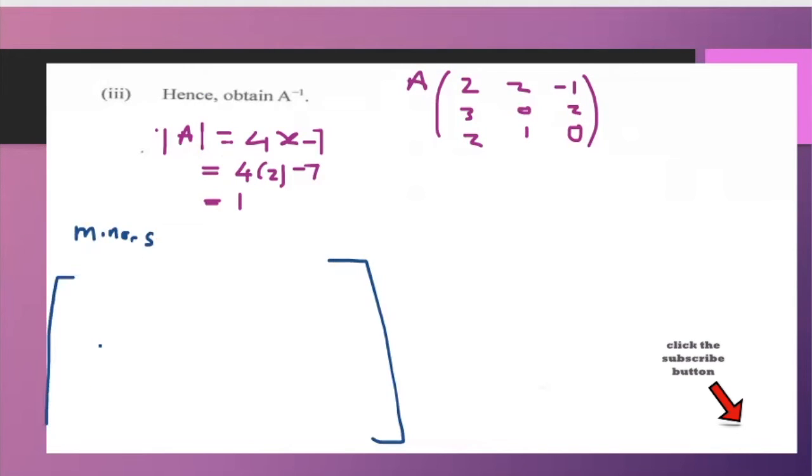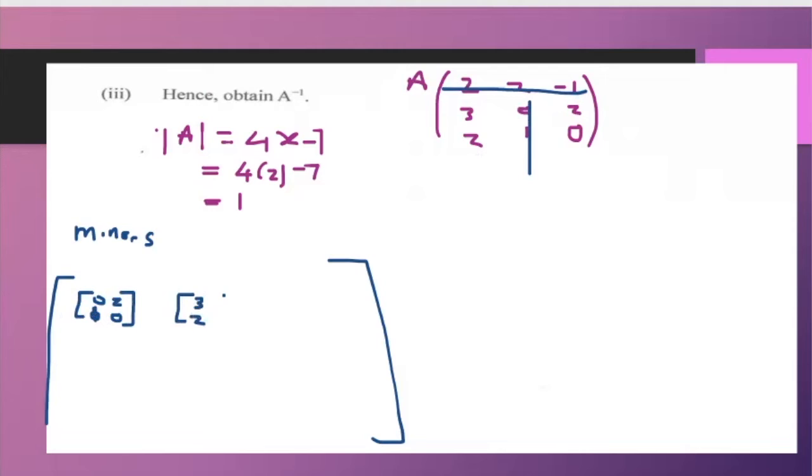So I am going to eliminate the first row and the first column to find the first minor. So the first row, 2, 2, negative 1, and 2, 3, 2, which is the first column. And I'll have the following 2 by 2 matrix. Next, I am going to remove still the first row, but the second column. So removing this, you realize I will have 3, 2, 2, 0. Continuing this trend, I am going to still remove the first row, but the last column, which is minus 1, 2, 0. So now I have the next 2 by 2 matrix, which is 3, 2, 0, 1.